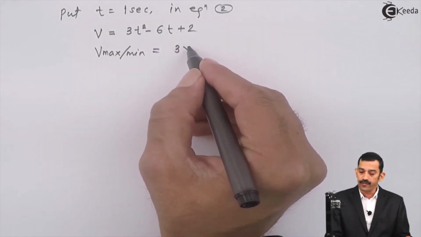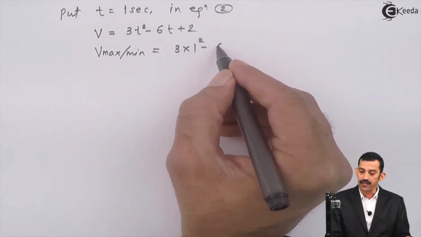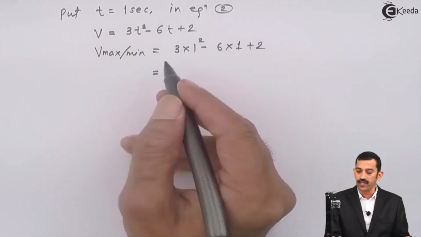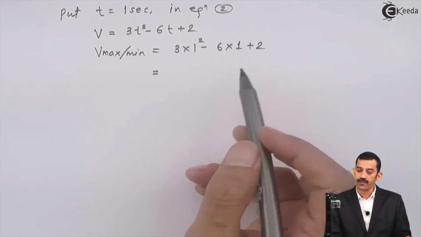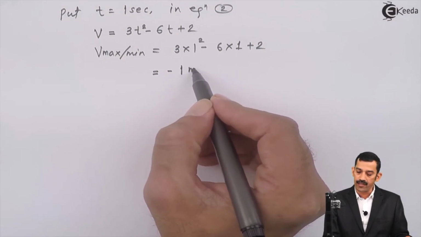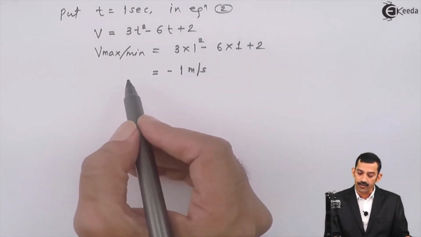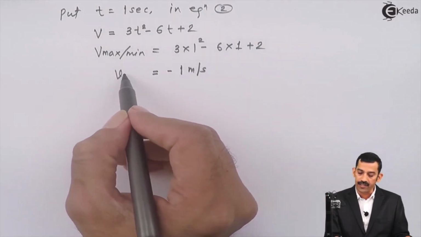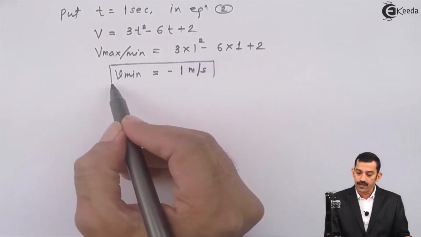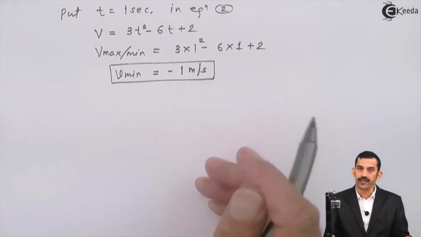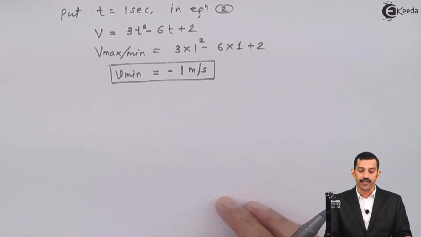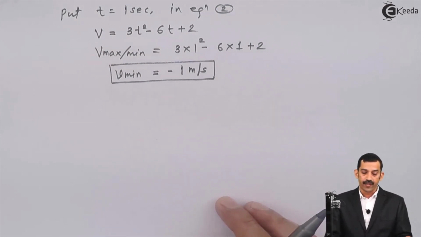3 into 1 squared minus 6 into 1 plus 2. What answer will we get here? 3 minus 6 plus 2, that means 5 minus 6. This answer comes out to be negative, minus 1 meter per second. That means you can decide this is the minimum velocity. If the answer comes out positive, then you can say it is maximum velocity. This is negative, which means it is in the negative direction.